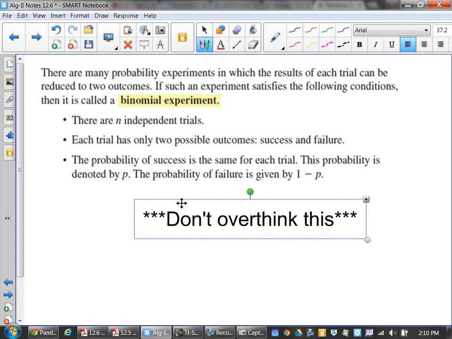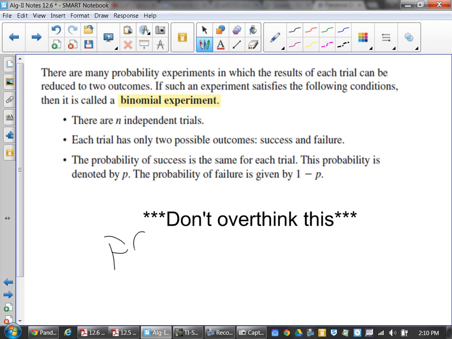What I want you to think of is, if your probability of success is equal to 0.2, what's the probability of failure? 0.8. That's all we need to worry about. That's about all the math you need to do in your head. So if success is 0.2, failure is 0.8.